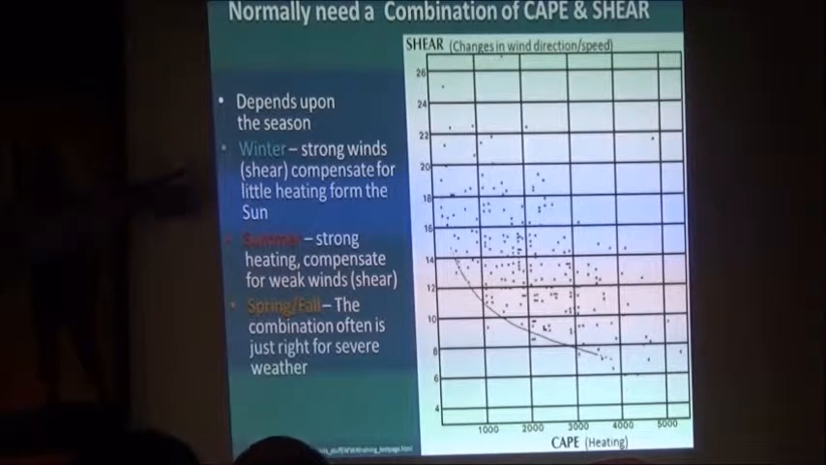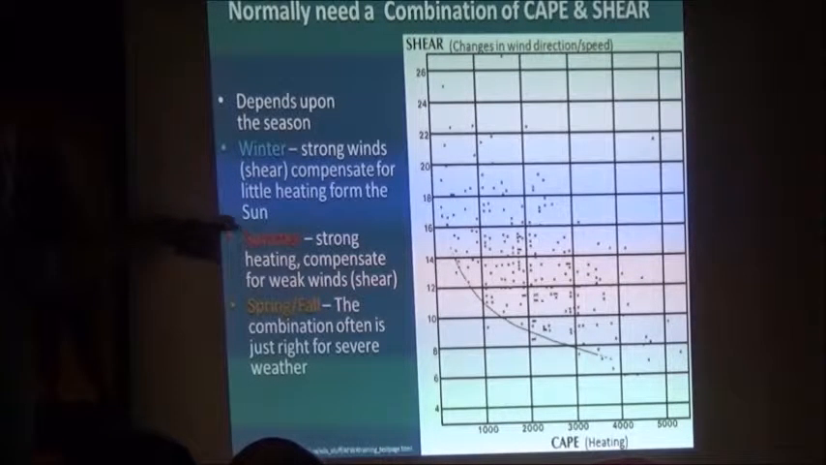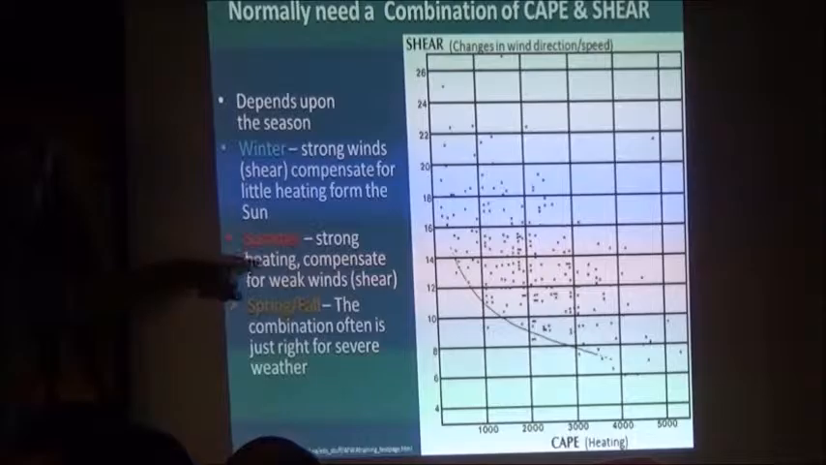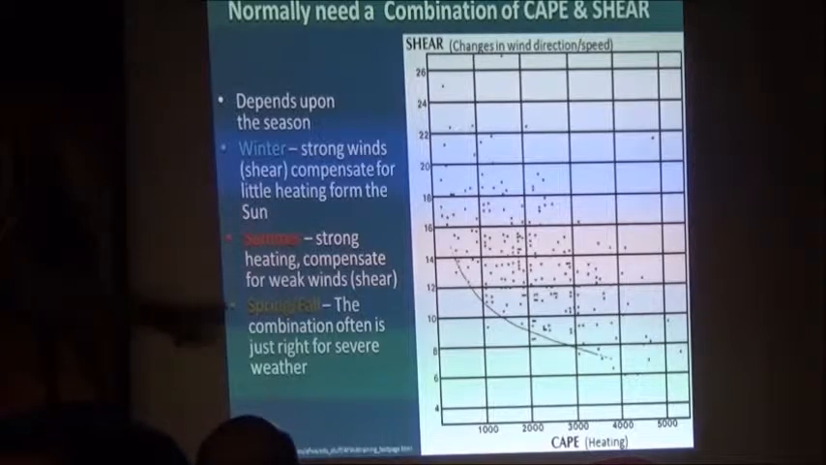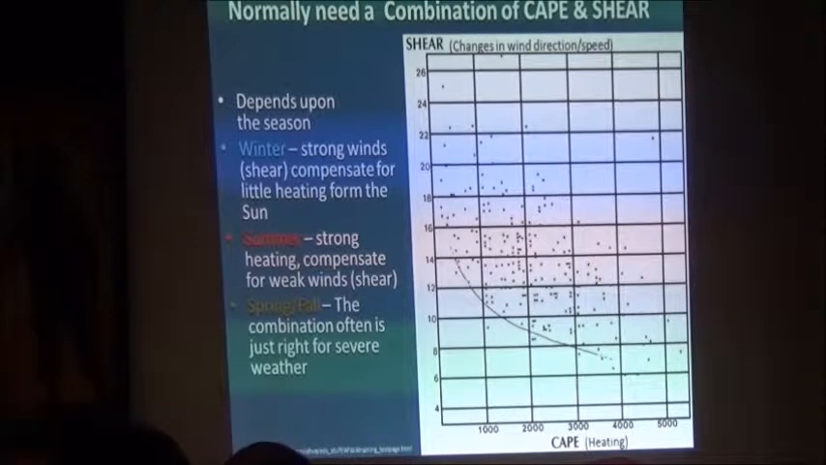In the wintertime, as I said, we have strong winds, and that compensates for the lack of heating. In the summer, we have obviously very strong heating, but we have weak winds, so it can compensate as well. In the spring and the fall, that's when we get just the right combination, unfortunately, sometimes of both of them, and that's why we have more severe weather and more tornadoes in the spring and in the fall.